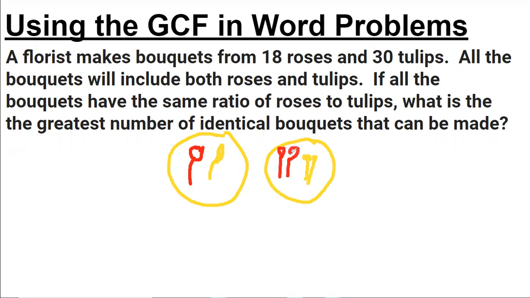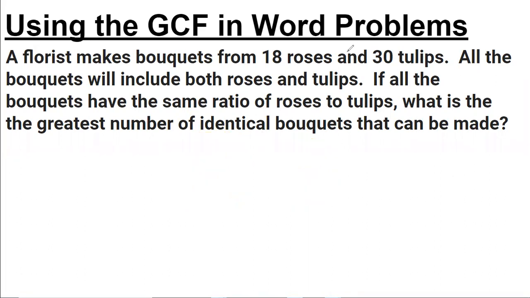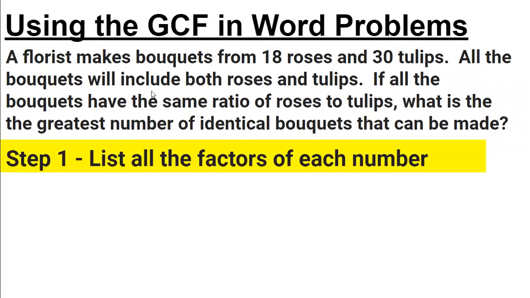What is the ratio of numbers? What's going to happen here? How many bouquets can we make with the same number of maybe 3 roses and 2 tulips for each bouquet? So we have to figure that out. And we can use the greatest common factor to figure that out. So let's see how we do it. So step 1, list all the factors of each number. So in our problem, the numbers we have are 18 and 30.